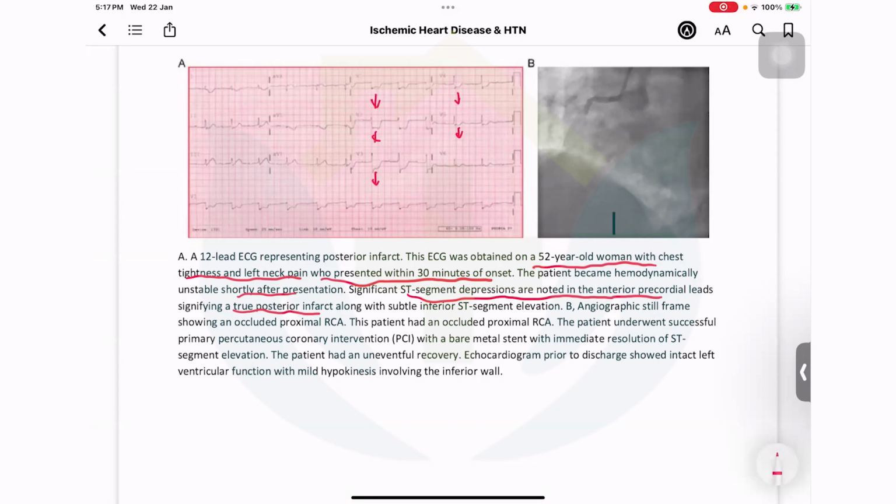Did you get my point? In the true posterior MI, all you see is ST segment depression in the anterior leads. Why? Because the posterior wall is placed posteriorly. So either you do V7 to V9, which is where you will see an ST elevation, or from V1 to V5, if you see ST depressions, just flip over it and see from the other side. So you will see that the patient has an ST elevation MI. This is one diagnosis where it is ST depression, but the diagnosis is ST elevation MI.